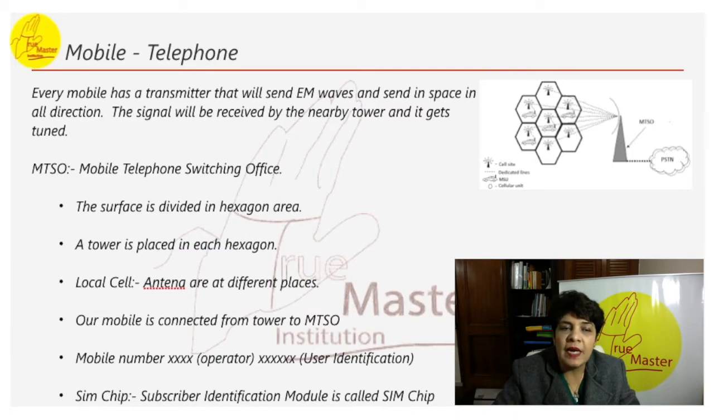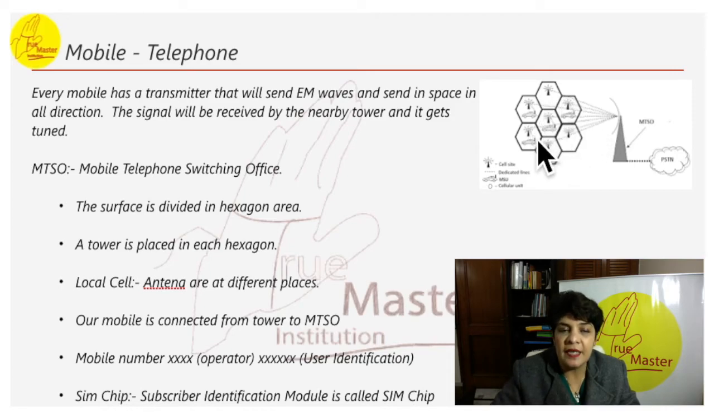MTSO stands for Mobile Telephone Switching Office. The city is divided into hexagonal areas. The whole city is divided into these hexagonal shaped areas, and these are called cells. Due to these cells, the name cell phone has come. Mobile phone is also called cell phone. Why the name cell phone? Because the city is divided into these hexagonal areas, so it becomes cell phone. The tower is placed in each hexagon. So there are towers placed in each of these hexagons.